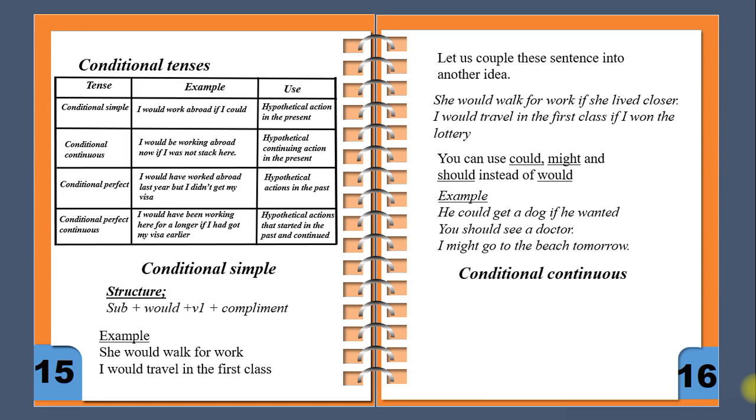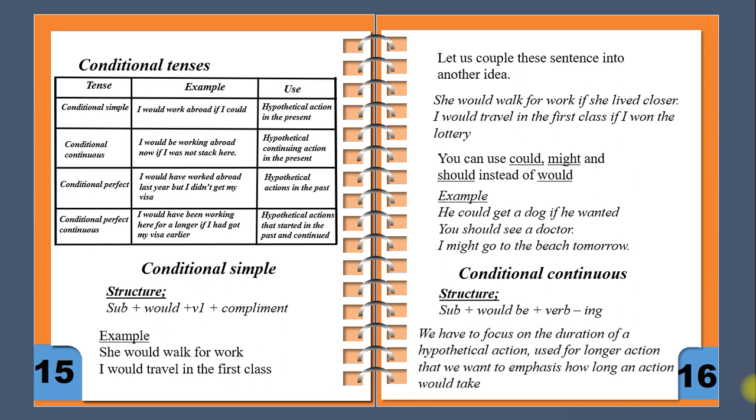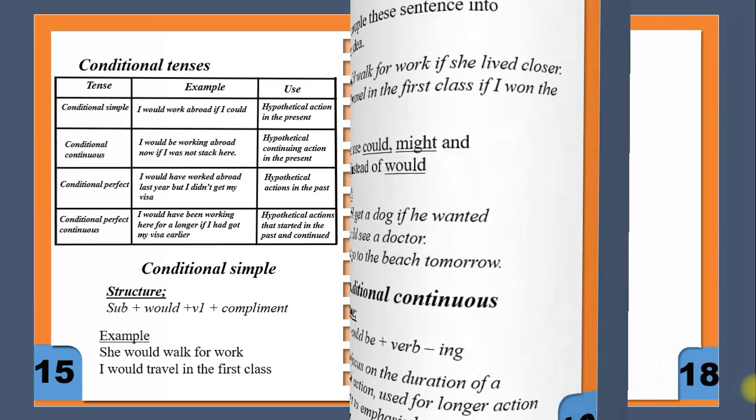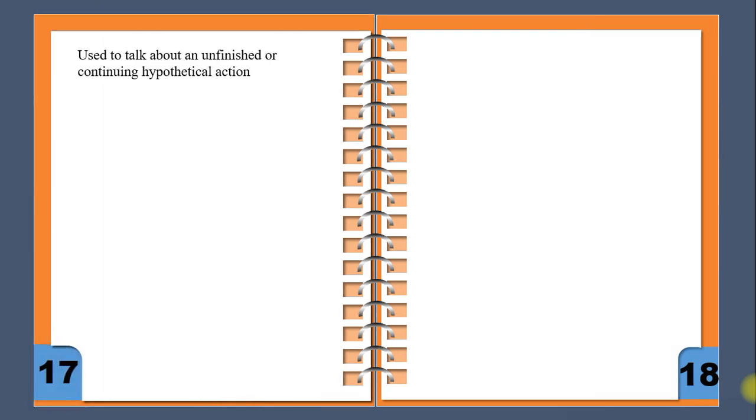The next one is conditional continuous. Structure: subject plus would be plus verb-ing. We have to focus on the duration of the hypothetical action, used for longer actions where we want to emphasize how long an action would take. And it's used to talk about an unfinished or continuing hypothetical action. For example, I would be writing an email if I was at work, but I am not at work, so I am not writing an email.